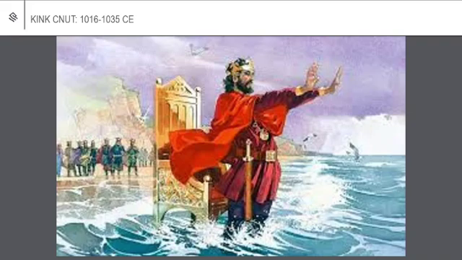This painting illustrates, though, one of the famous stories about King Canute. King Canute went out to try to stop the waves, and that's what he was trying to do. He obviously failed, as you can well imagine.